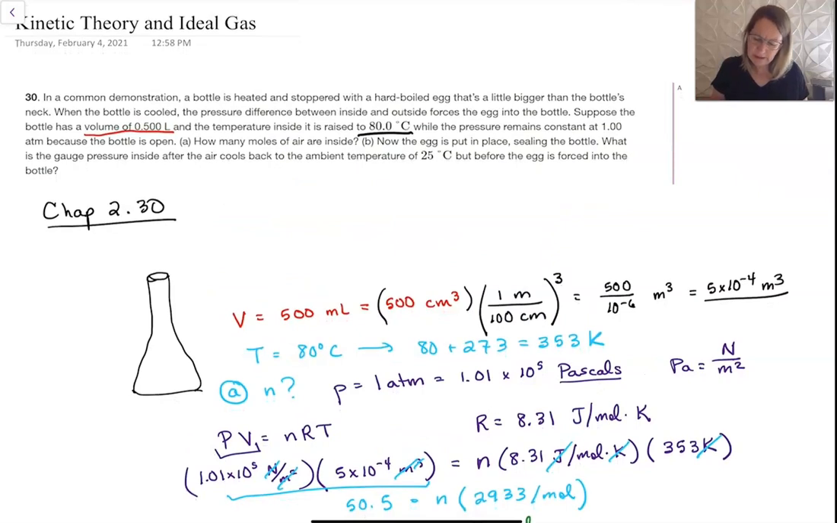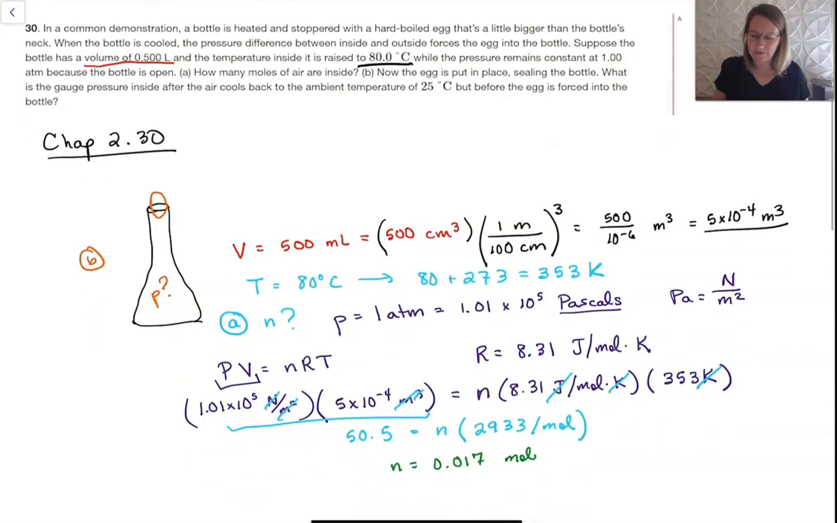Part B, let's go back up here. Now we put the egg in place. Okay, so we have our temperature of 80, so we put the egg in place like this, sealing the bottle. And what's the pressure? So the new pressure, so part B, is what's the new pressure once the air has cooled down to 25 C.